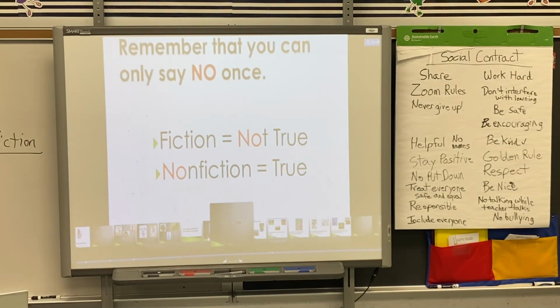Amazing Sharks. So, is it going to be fiction or nonfiction? Nonfiction. Okay, and why? Because sharks are real. Right, as long as it's talking about the real sharks, not just some cartoon shark. You know what I mean? Good job. Mason.